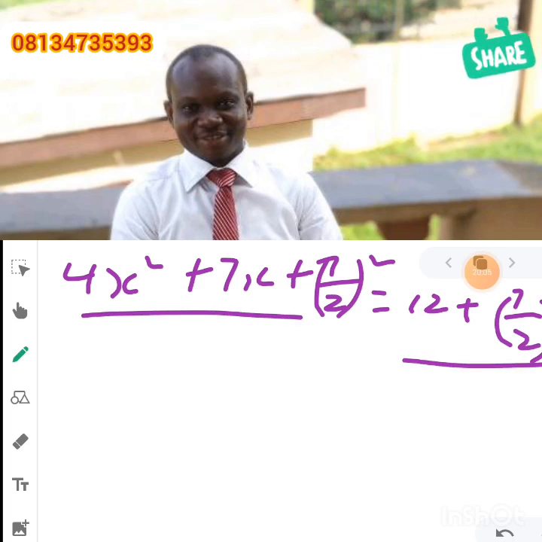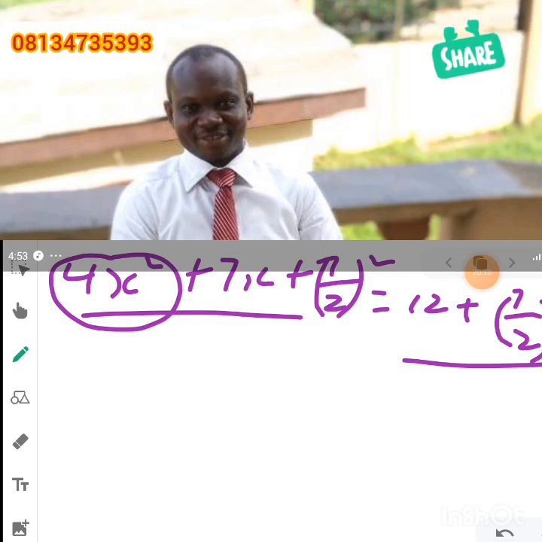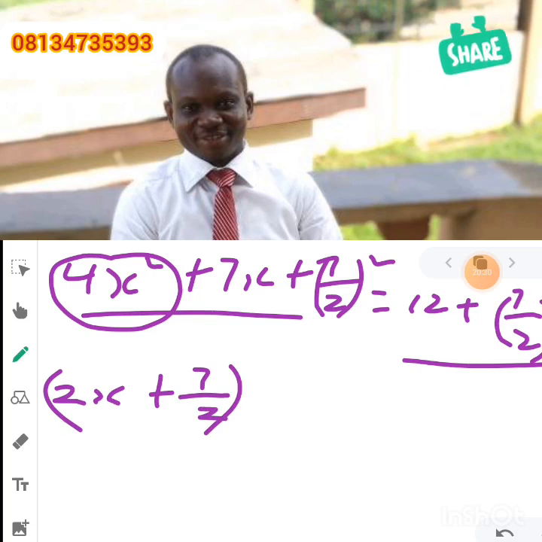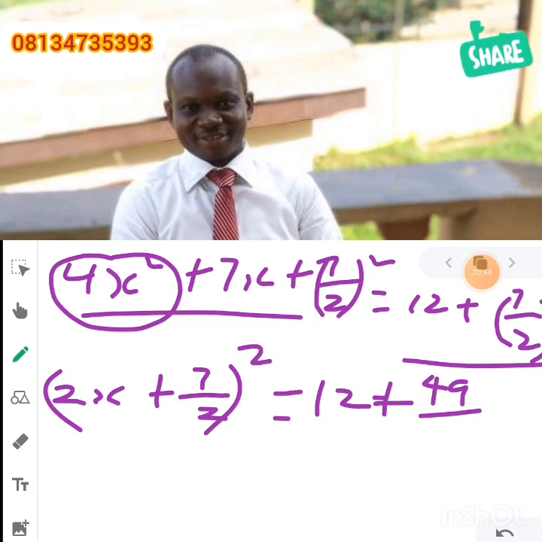We can have the factorization of this side. Let's factorize 4x squared. That will give us 2x. 4 will give us 2 when you find the square root, and then x squared will give us x. Then the sign we use is the sign of the middle term, which is plus, and then we have the square root of 7 over 2 squared, which is 7 over 2. Then you square everything, so we now have equal to 12 plus 7 squared, which is 49, hope you know that, over 2 squared, which is 4.